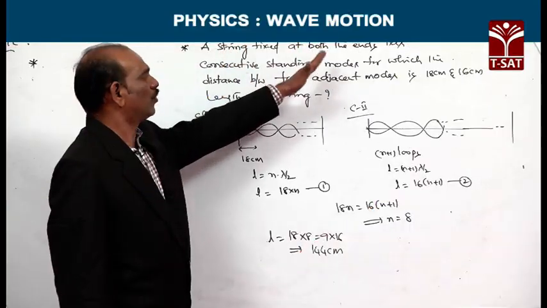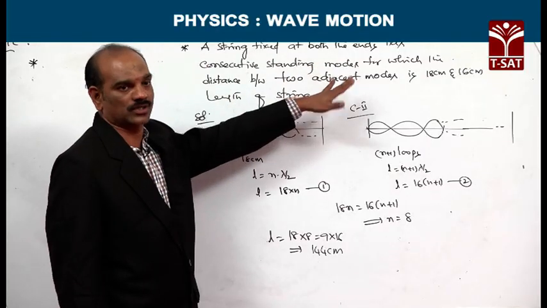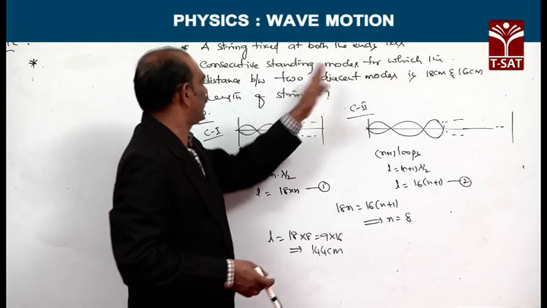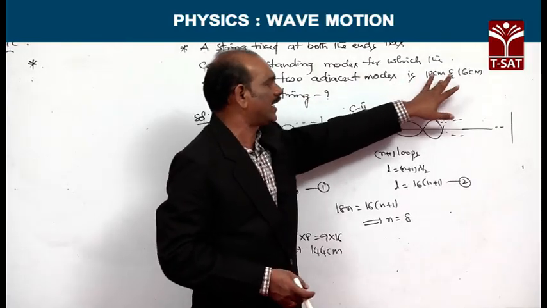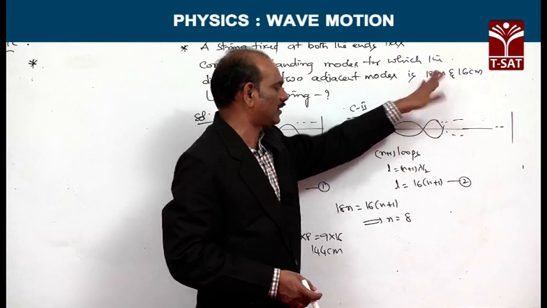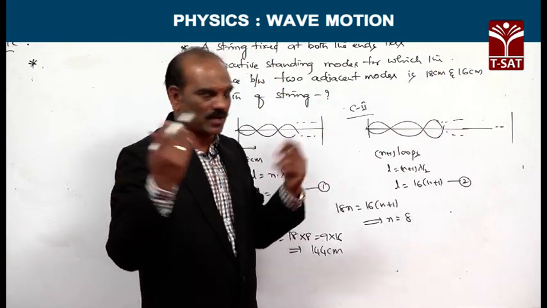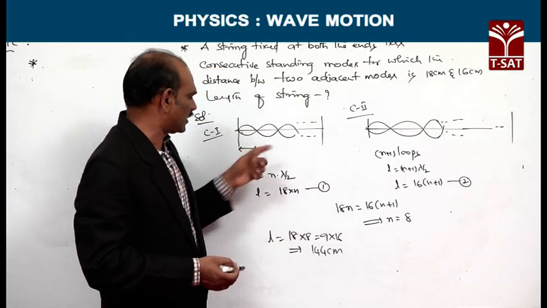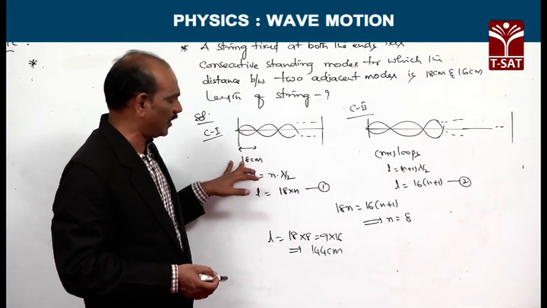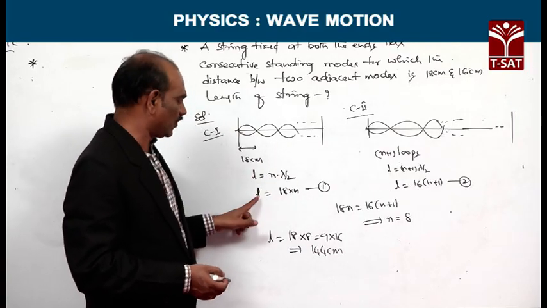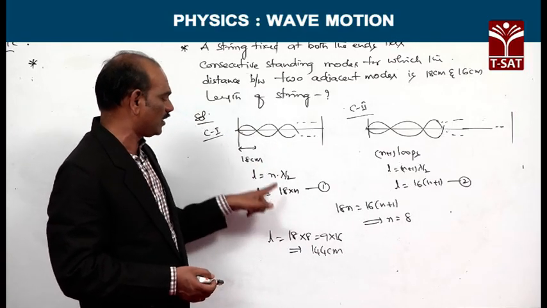A string fixed at both the ends has consecutive standing modes. Consecutive means maybe n plus 1 or n minus 1, for which the distance between two adjacent nodes is 18 and 16 centimeters. More length, 18 centimeters, means fewer loops; less length, more loops. So let us consider one of the loop lengths as 18 centimeters. The total length of the string becomes L is equal to n into lambda by 2, which is L is equal to 18n.